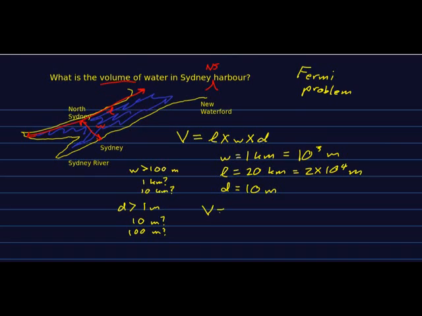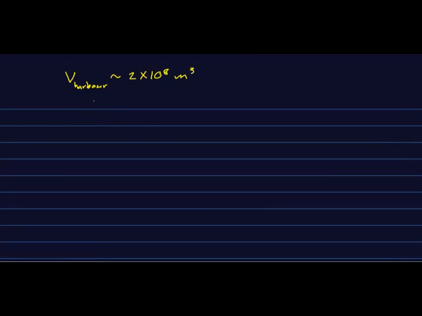Okay, and so there we go. We have our estimate. We can just multiply those together. 10 to the 3, times 2 times 10 to the 4, times 10 to the 1: that's 2 times 10 to the 8 cubic meters. There is my estimate. I've come up with this estimate of the volume of Sydney Harbour. It's 2 times 10 to the 8 cubic meters.